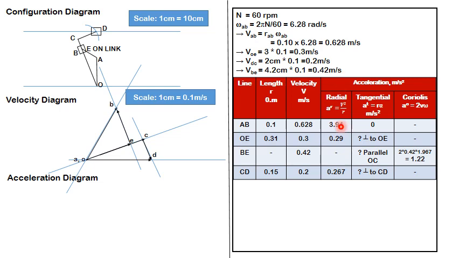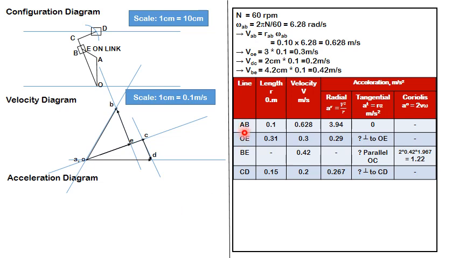If you compare the table with the earlier example, one more column gets added here, that is the Coriolis component, which will be there only for the link which has got a slider, and that link is also moving. So here this OC or this BE is that link. So here BE is the link which is also moving and which has got the Coriolis component.